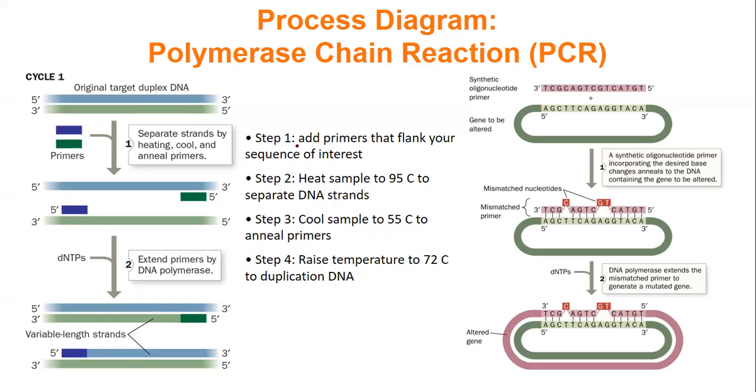And the steps of PCR are really simple. Add primers, heat it up to 95 to separate, cool it to 55 so your primers will attach. Then you raise it to 72 for your polymerase to work. And you just repeat these steps about 30 times. Heating, cooling, and then heating again. And I have a very low-tech movie that we're going to watch. And by movie, I just mean a bunch of slides in a row.